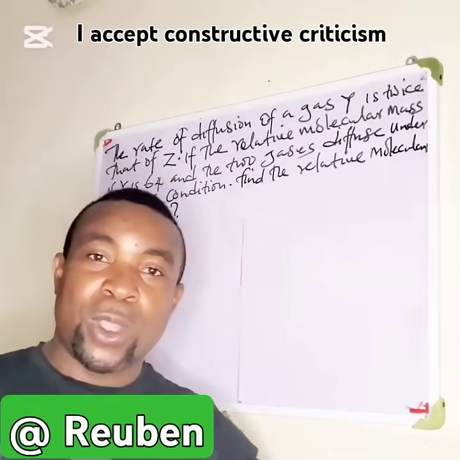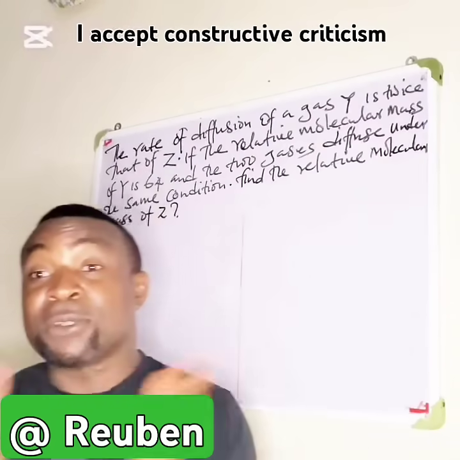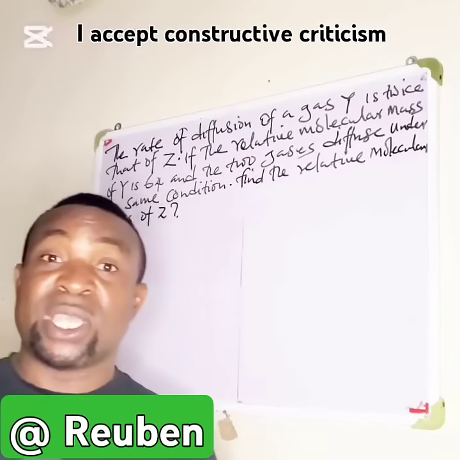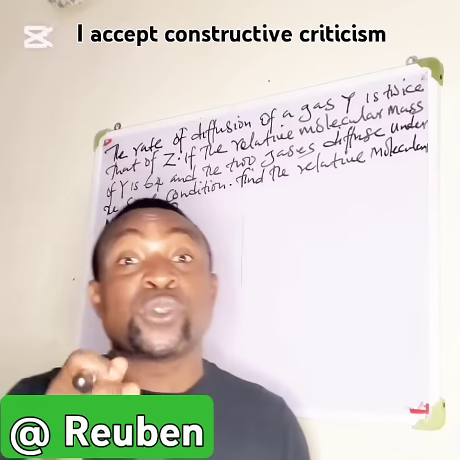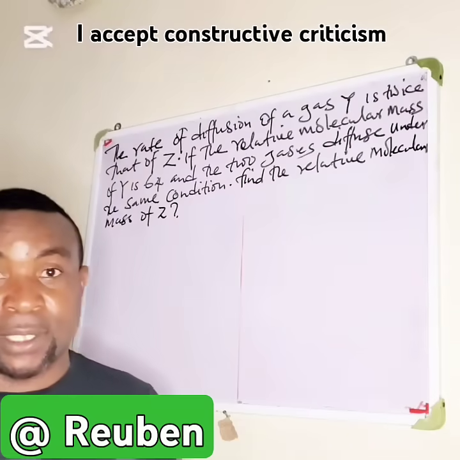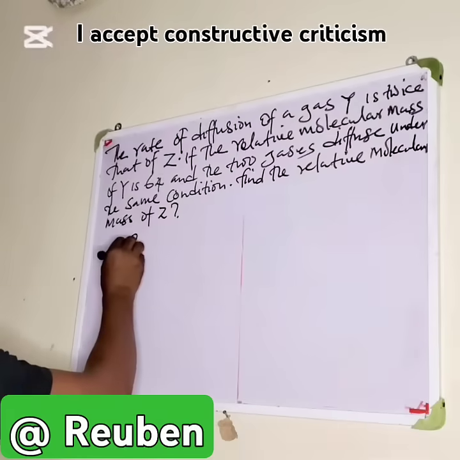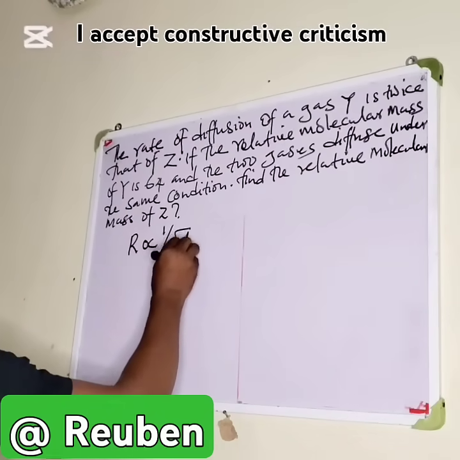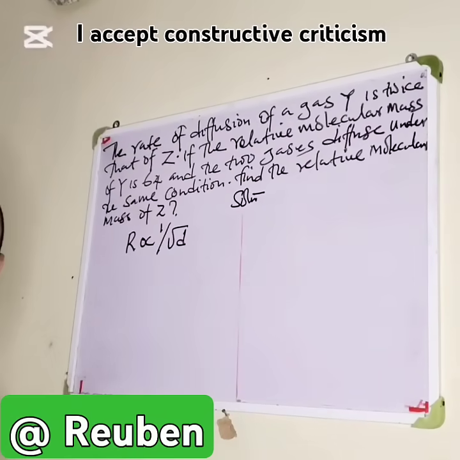We all know about Graham's law of diffusion. Graham's law of diffusion simply says that at constant temperature and pressure, the rate of diffusion is inversely proportional to the square root of the vapor density. So it simply means that rate of diffusion is inversely proportional to the square root of the vapor density.